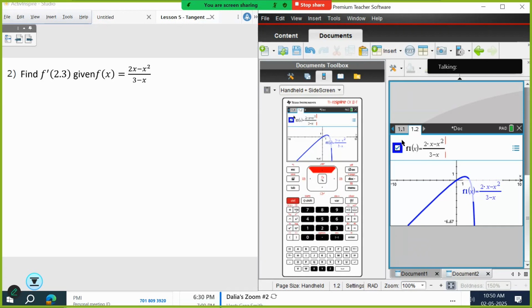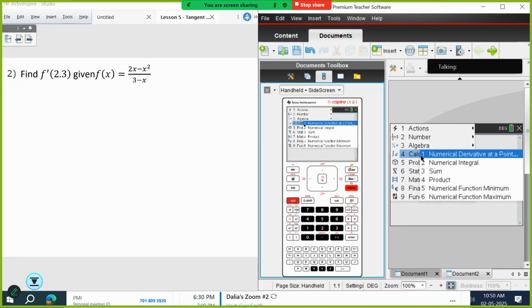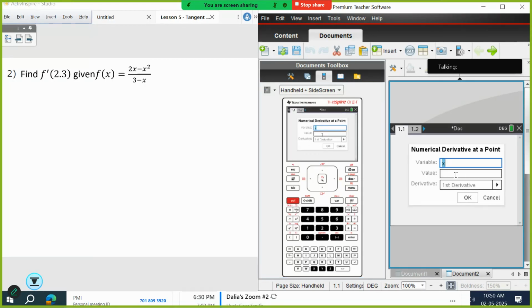Notice you see it says there cat. Control shift switches that off. Yours looks no. So then what we're going to do, once we've typed it in, move back to your calculator page, press menu, calculus, numerical derivative at a point. The point that we want to calculate for is 2.3.